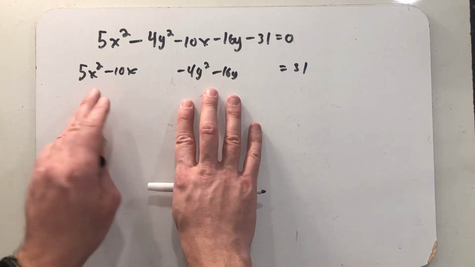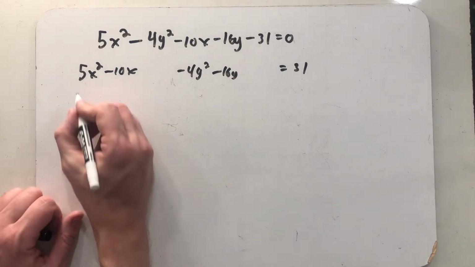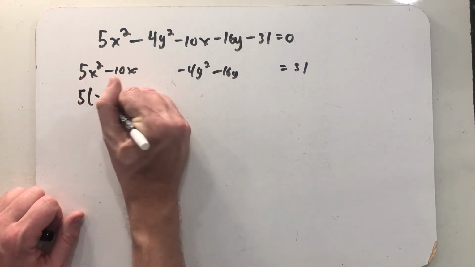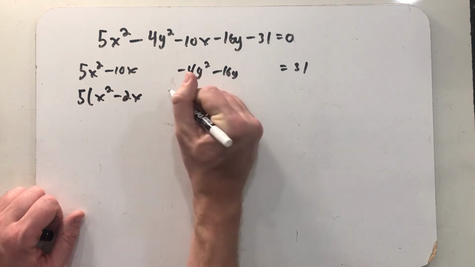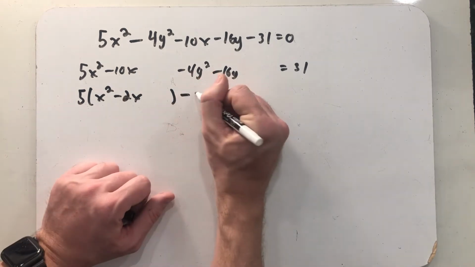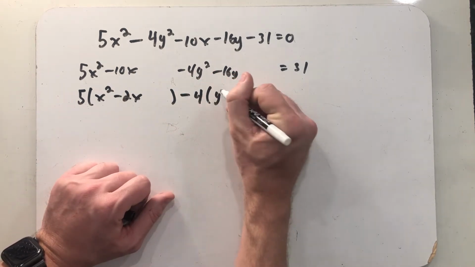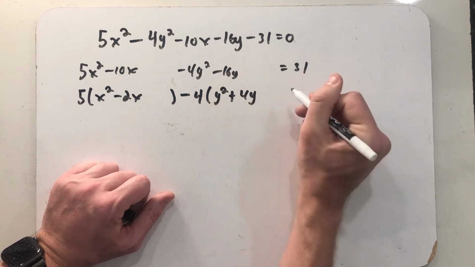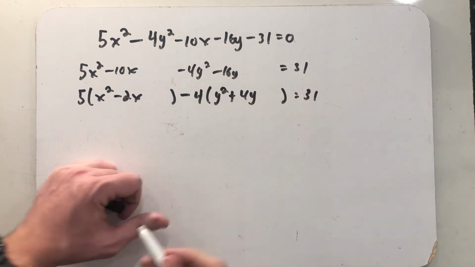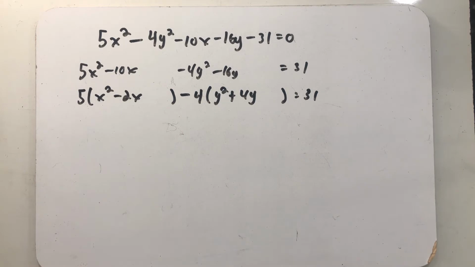And to complete the square, I need to see a 1x squared and a 1y squared. So we're going to do a little light factoring. Factoring out a 5, and then a minus 4. So got to be careful with that minus. Going to change both signs there. Still equal to 31. So now on the inside of each set of parentheses, we're going to complete the square.